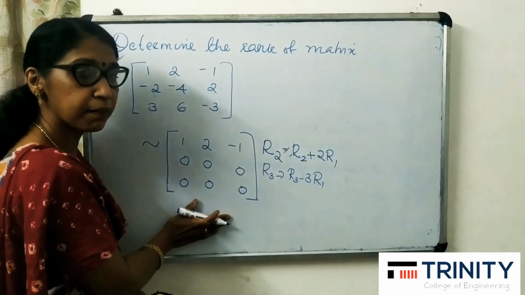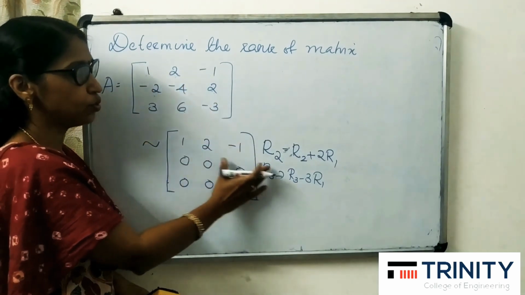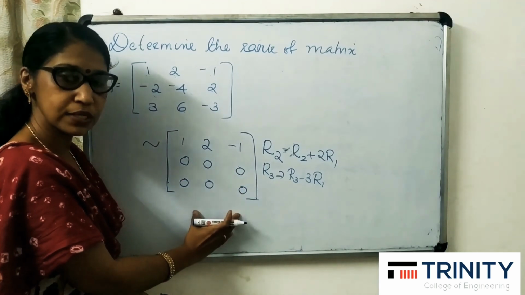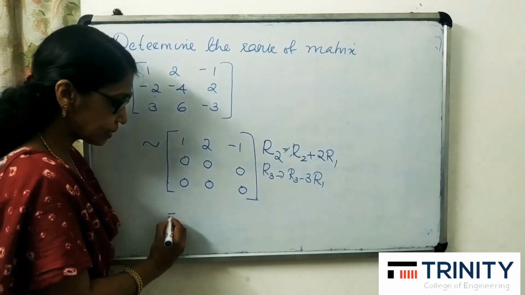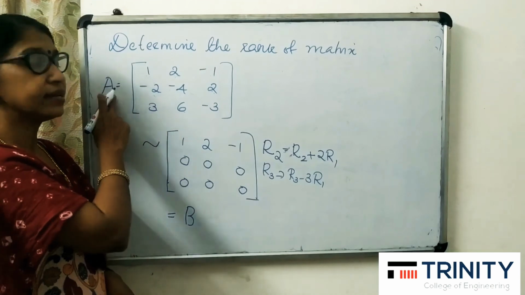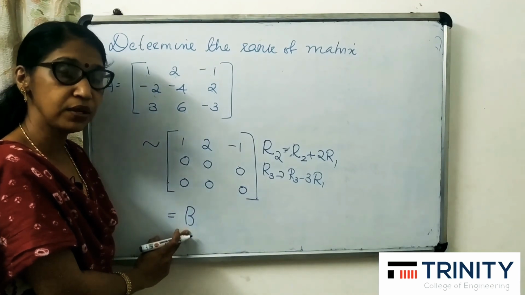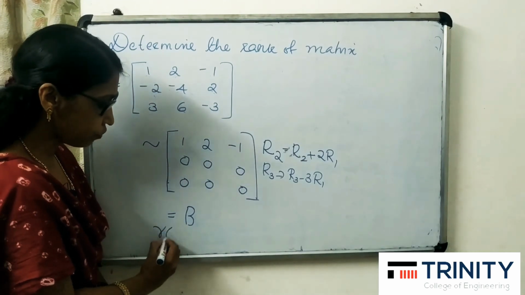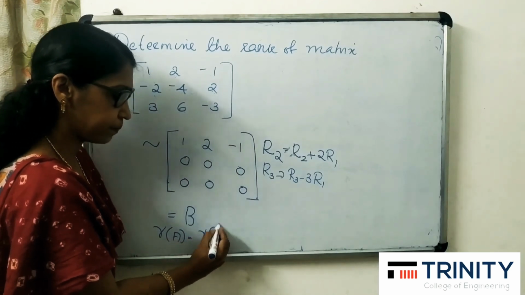So the reduction is completed, and this is equivalent to our first matrix. Only two row transformations were applied and we got the row reduced echelon form. I named this matrix B, and matrix A and matrix B are equivalent matrices, and we know that equivalent matrices have the same rank. So rank of A is equal to rank of B.